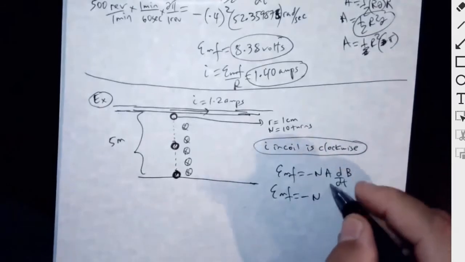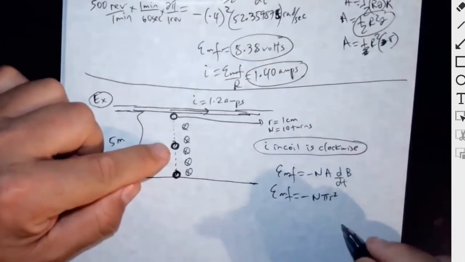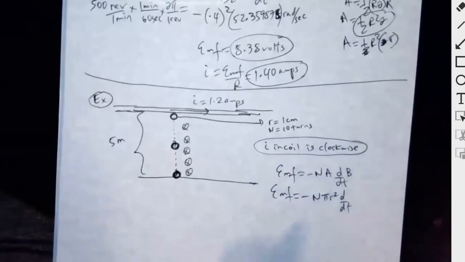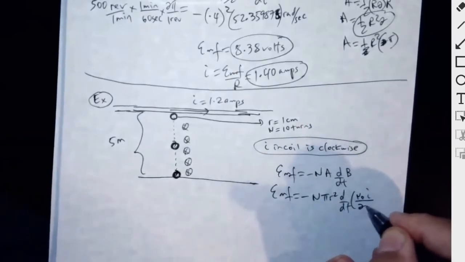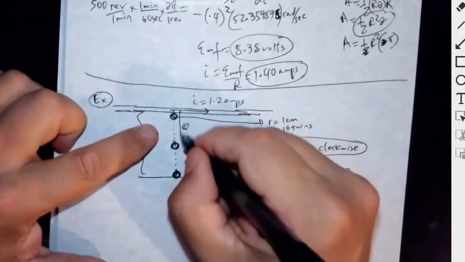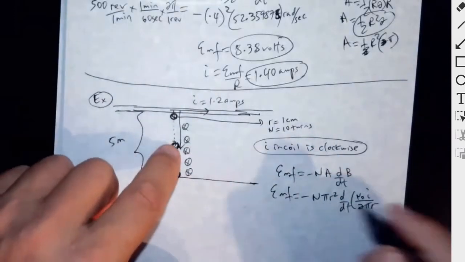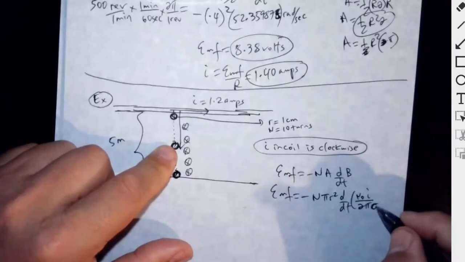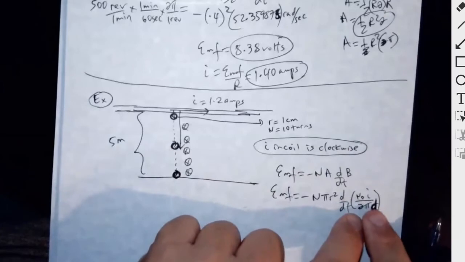Negative N, the area is equal to pi little r squared. And then the B field is going to be what? Remember, what was the B field of a long current carrying wire? Mu 0 I over 2 pi r, where this r is this distance here, right? It's not the same as this r. This r is the little radius of this guy. Maybe we can call this 2 pi d, right? So 2 pi d.